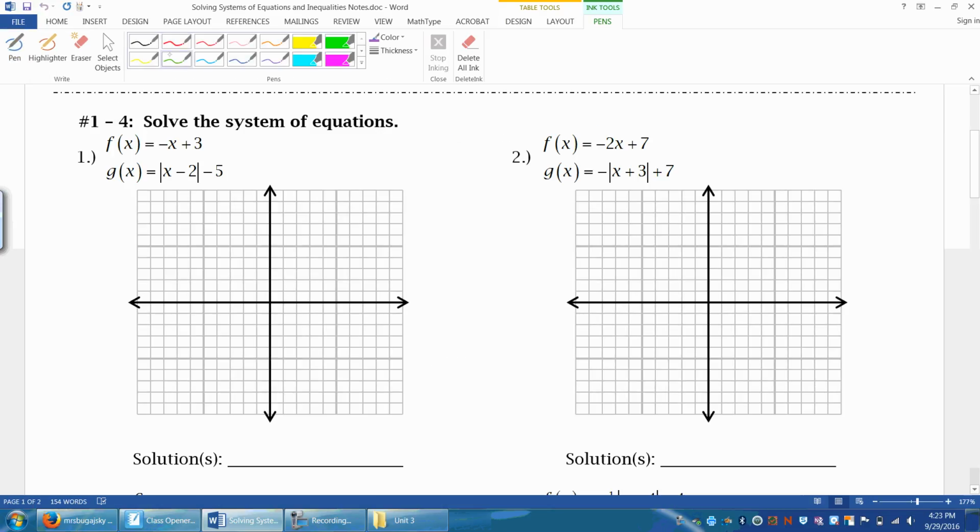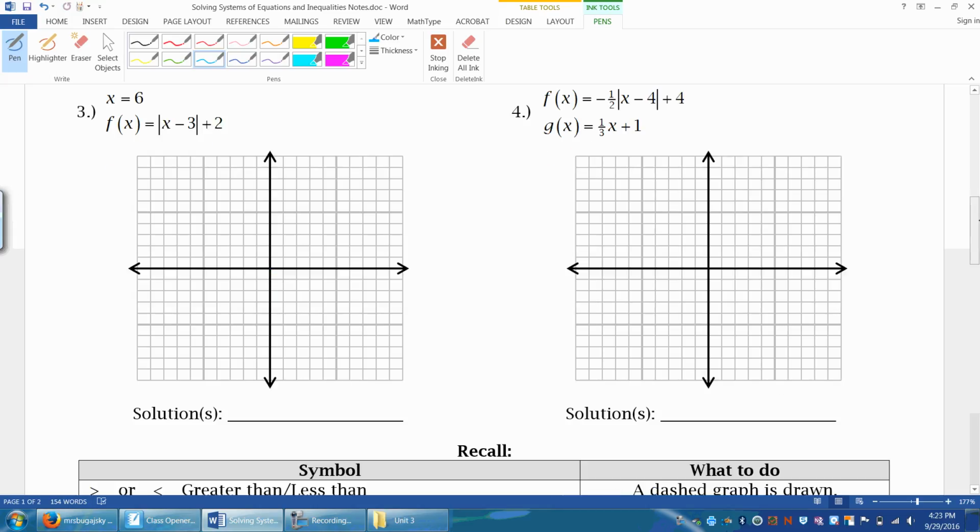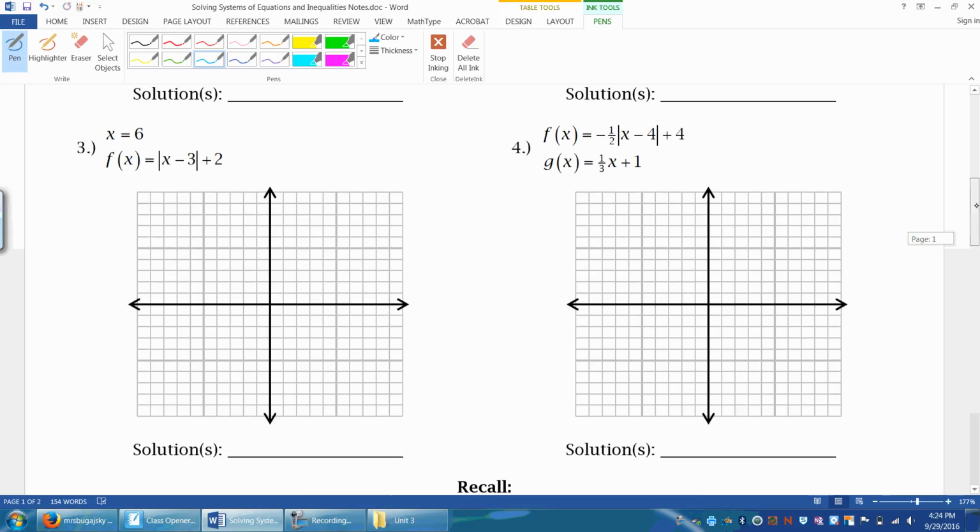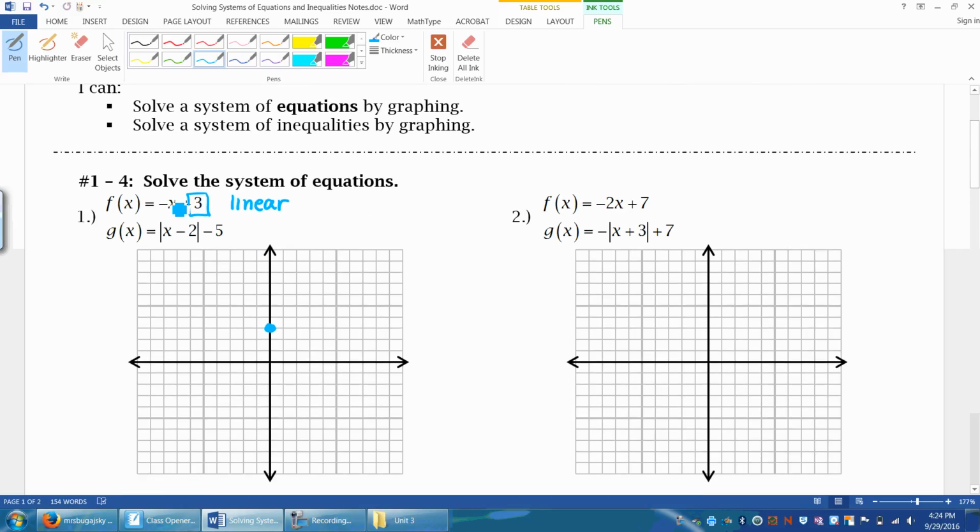And so when you look at number 1, f of x does not have an absolute value around it, so that means that this one is linear. And when we graph lines, we plot the y-intercept first. So I go to 0, 0, and I'm going to move up 3 spaces. And the slope on this line is -1, so I will go down 1 space and to the right 1 space.